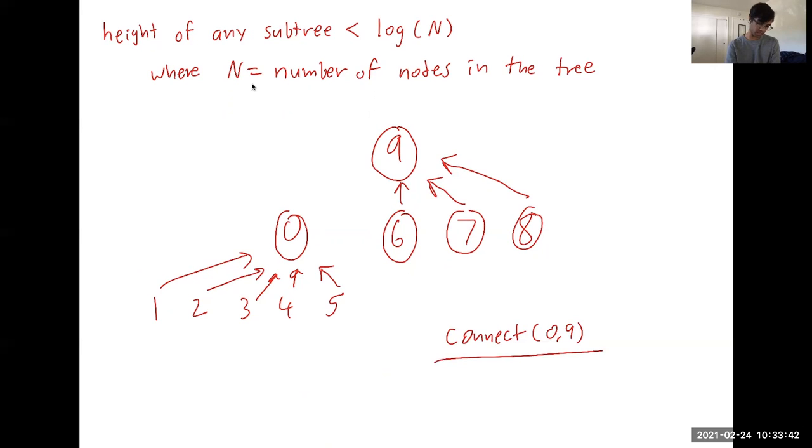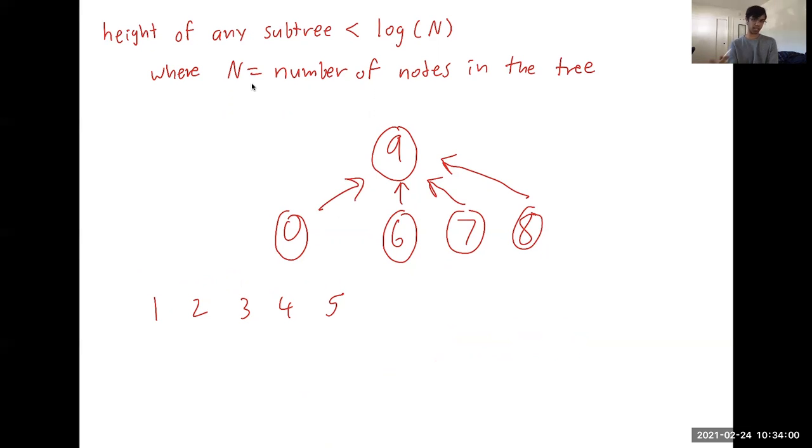So if we ran connect 0, 9 with this current setup, then this is the connection that would be made, right? 9's parent would be 0. Now let's take it the other way around. What if these 5 arrows didn't exist, and this was already here? So let's say this is the situation: we connected 0 to 9 before we connected 1, 2, 3, 4, and 5.